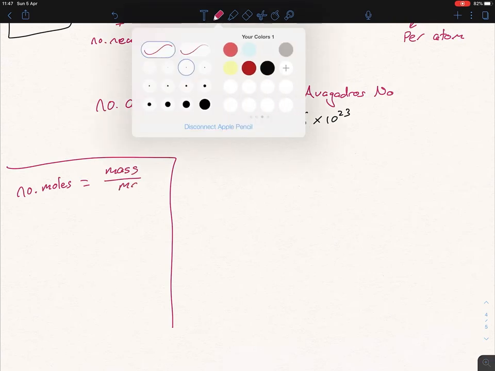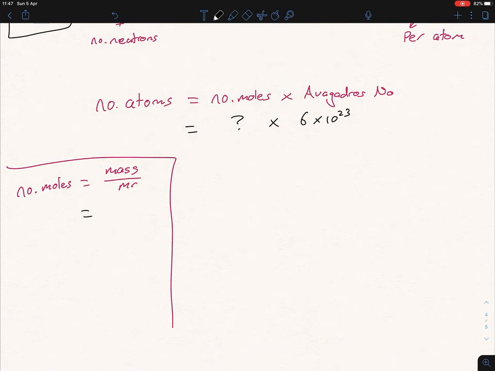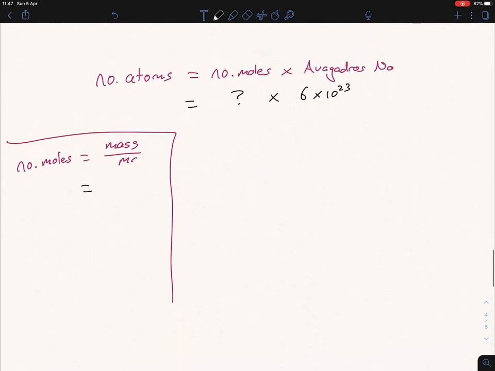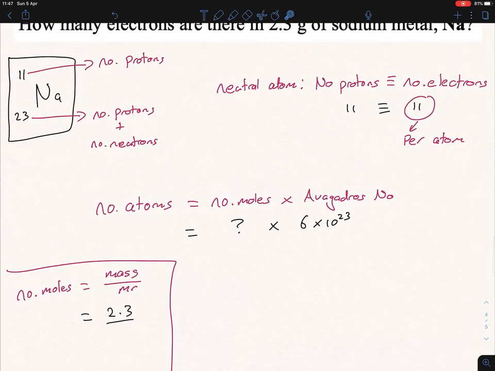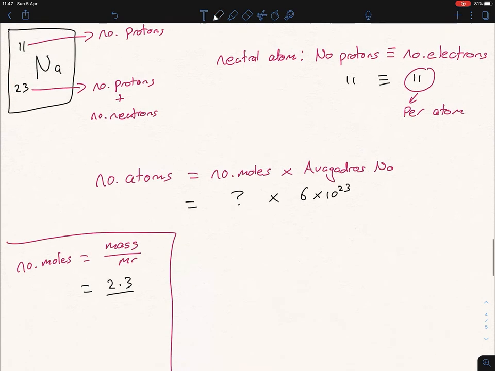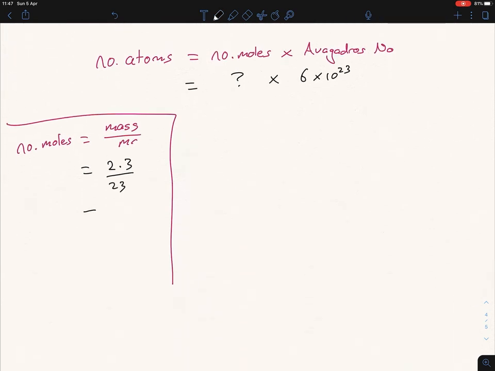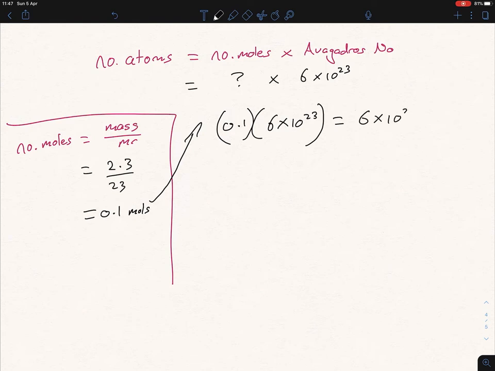So the number of moles is equal to, if we're finding the mass, we're told it's 2.3 grams, which we're told up above. And for the MR, all you do is go over here, get your molecular mass, and your MR is 23. So we're dealing with 0.1 moles. I'm going to plug that in up here, so it now becomes 0.1. I put everything into brackets, which makes multiplication with scientific notation easier. If I multiply the two of those together, we get 6 times 10 to the power 22 atoms.